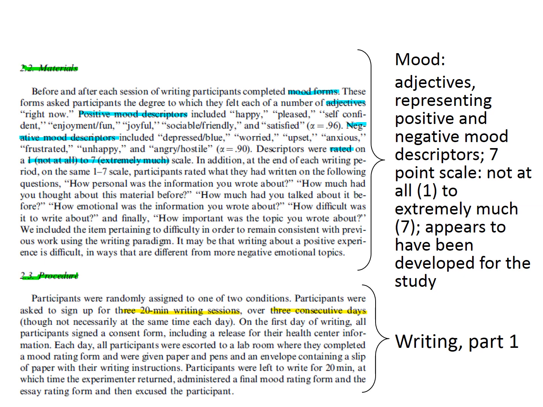Knowing about APA style also helps us know where to look. The information about operational definitions should be in the methods section. Skimming this section, the first variable we see is mood. We can use the highlighted information to summarize the operational definition.